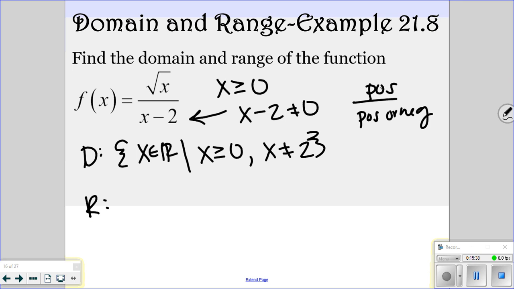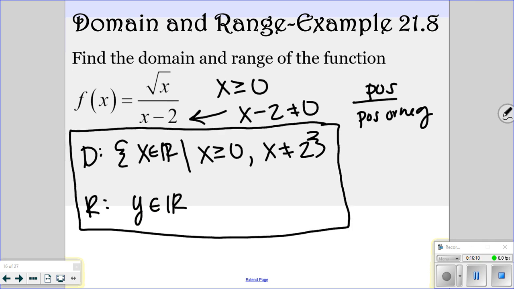But we could get a positive over a positive or a positive over a negative. So the way that you do your range for this one is actually just going to be like that. Y is in the reals. It's all reals because we can get 0, we can get positive values, and we can get negative values. And so there's no restriction on our range because we can get all types of values.